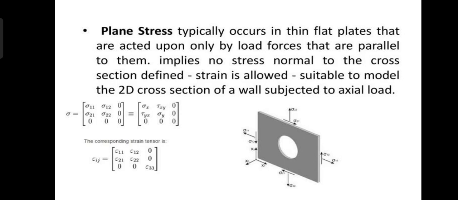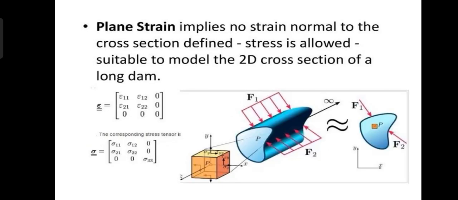Stress sigma equals sigma 11, sigma 12, 0, sigma 21, sigma 22, 0, 0, 0, 0. That is a 3 by 3 matrix. And the corresponding strain tensor is epsilon ij equal to epsilon 11, epsilon 12, 0, epsilon 21, epsilon 22, 0, 0, 0, epsilon 33. This is about plane stress.